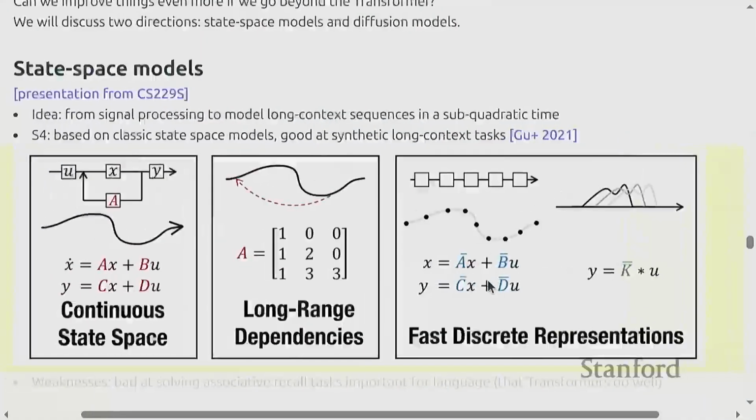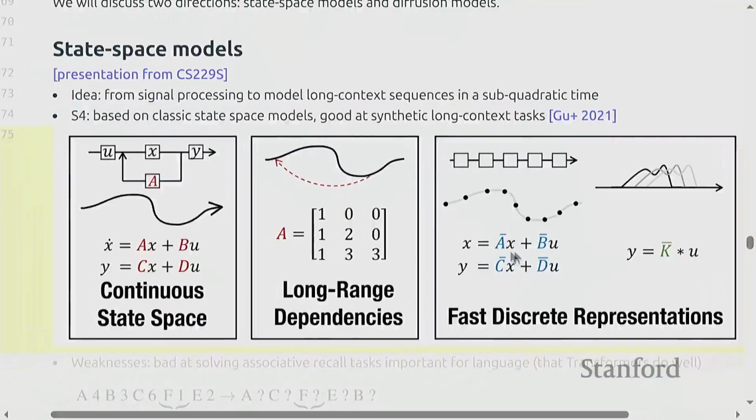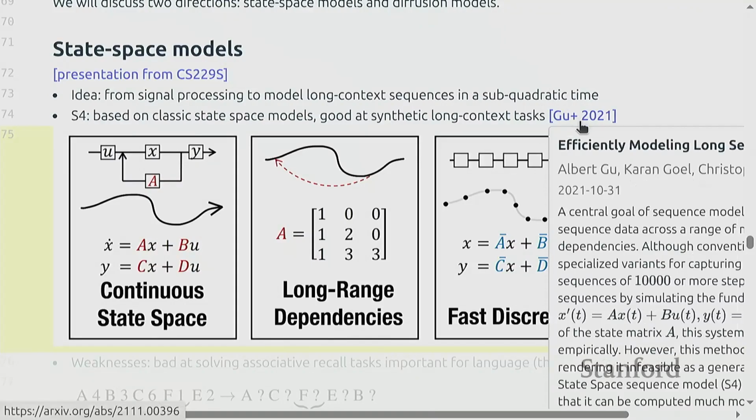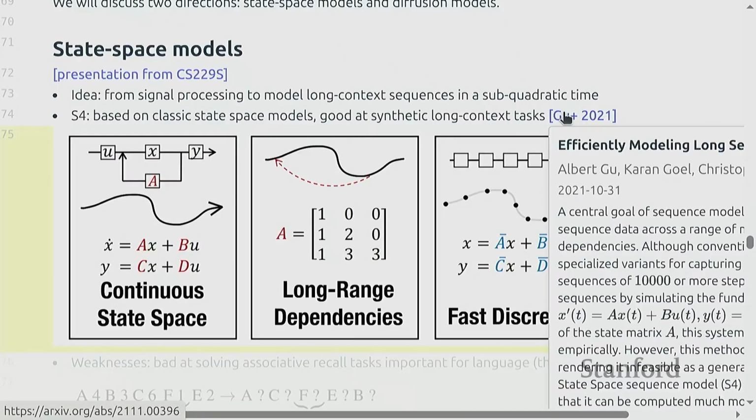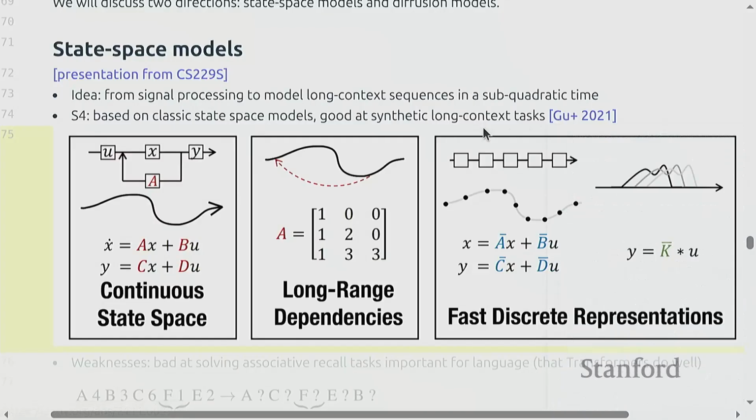This work is nice in that it has this RNN kind of interpretation due to the linearity structure, and also has a convolution interpretation as well. So they published this paper and showed that it worked really well on these long context synthetic tasks. But what was discovered is that they don't really work well for language modeling. And that's obviously kind of a disappointment because a lot of the value of transformers is being able to do language well.